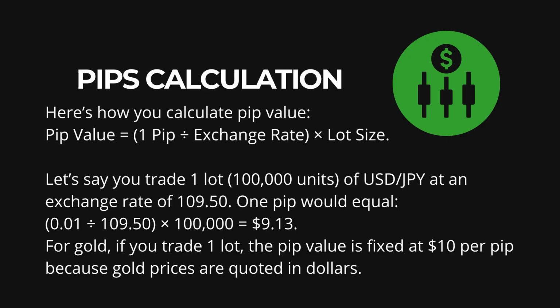Here's how we calculate pip value. As I said previously, pip value equals 1 pip divided by the exchange rate, times lot size. So let's say you trade one lot, that's 1,000 units of USD/JPY at an exchange rate of 109.50. 1 pip would equal 0.01 divided by 109.50 times 1,000, which equals $9.15. For gold, if you have traded one lot, the pip value is fixed at $10 per pip because gold prices are quoted in dollars. If you don't understand this concept, you can go back and watch the video again.